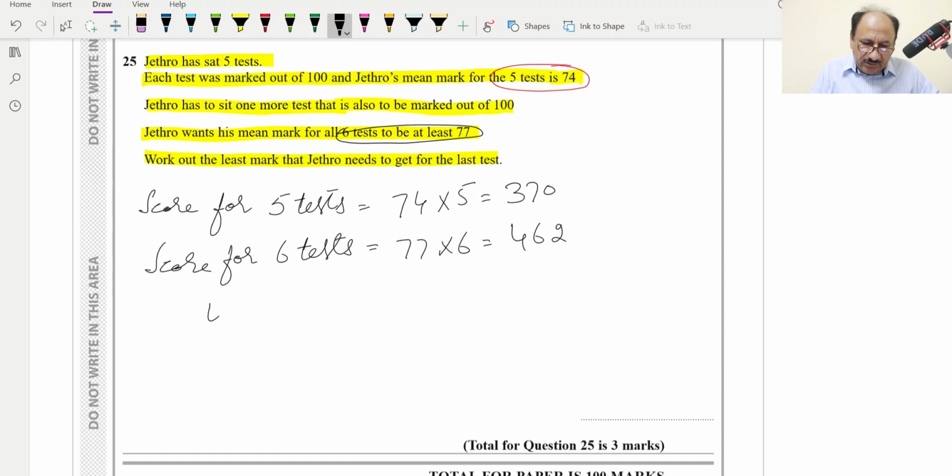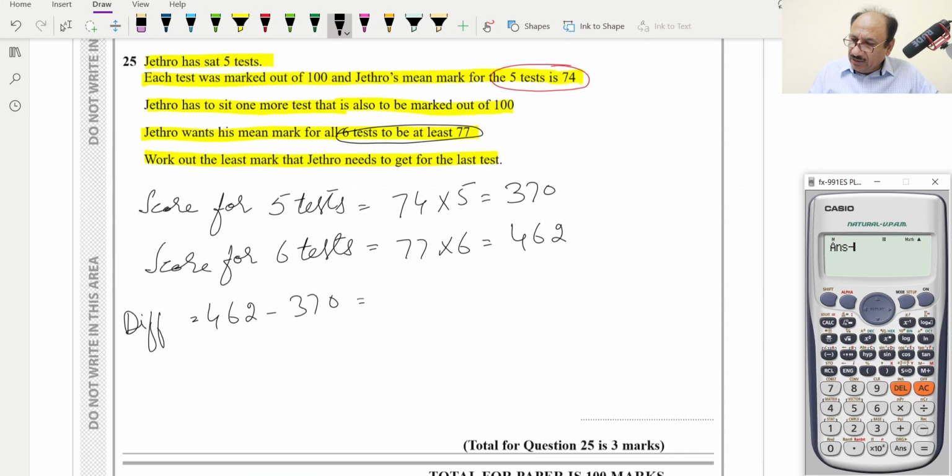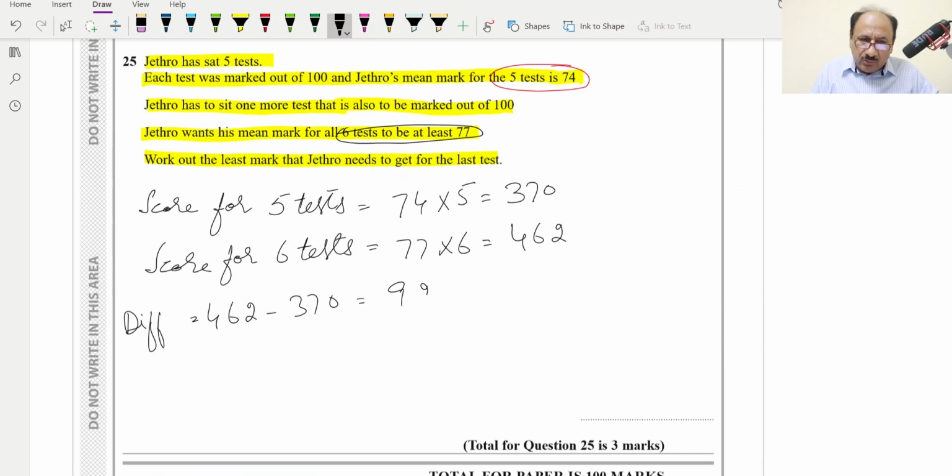So the difference is 462 minus 370, and this is equal to 92. So he has to score 92 basically, and 92 will be our answer.